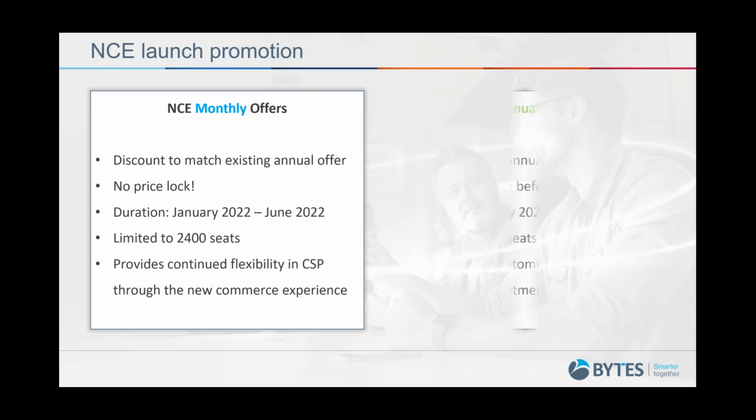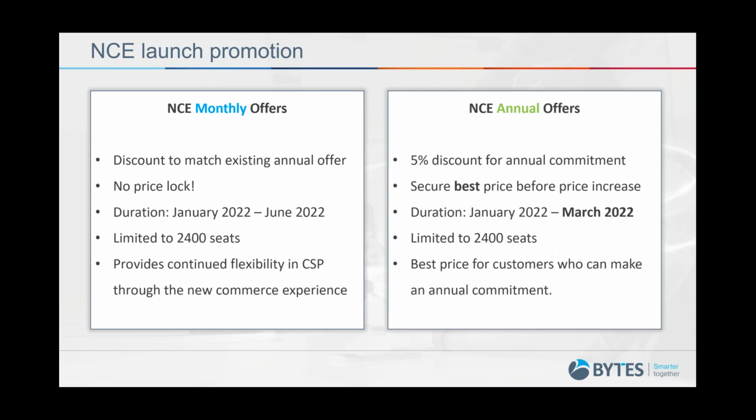And then we have the annual offer, which is offering 5% off the annual commitment price. So with the annual commitment, that allows you to price lock in the promo price for a 12-month period. So you should use that to lock in pricing before the commercial price increase, which takes place on the 1st of March. So it'll avoid the price increase and also provide you with the 5% saving.